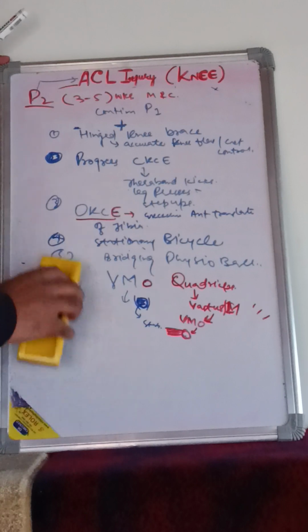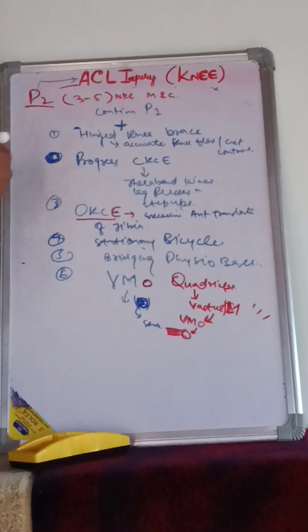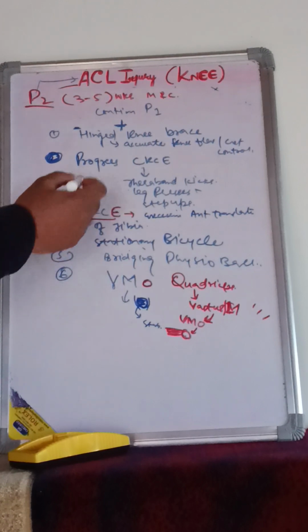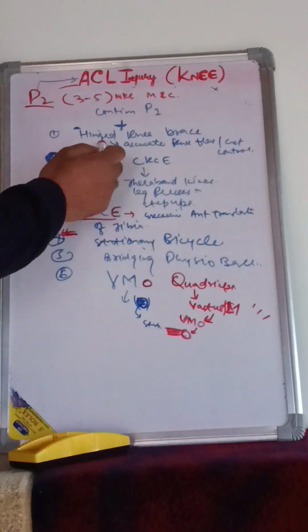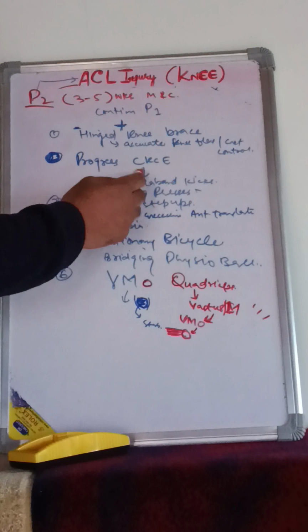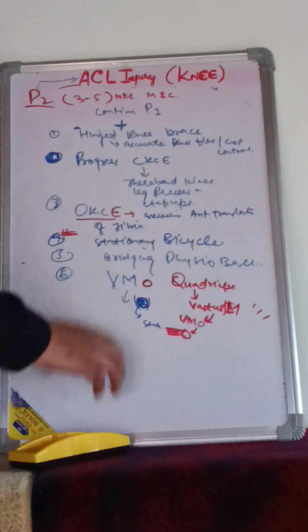These are all exercises within this phase second. For those people who are very lazy, they can easily use this stationary bicycle. They don't need to stress themselves. But you also have to do these progressive kinetic chain exercises. You have to progress these exercises as well. Strengthening of this is also very important.